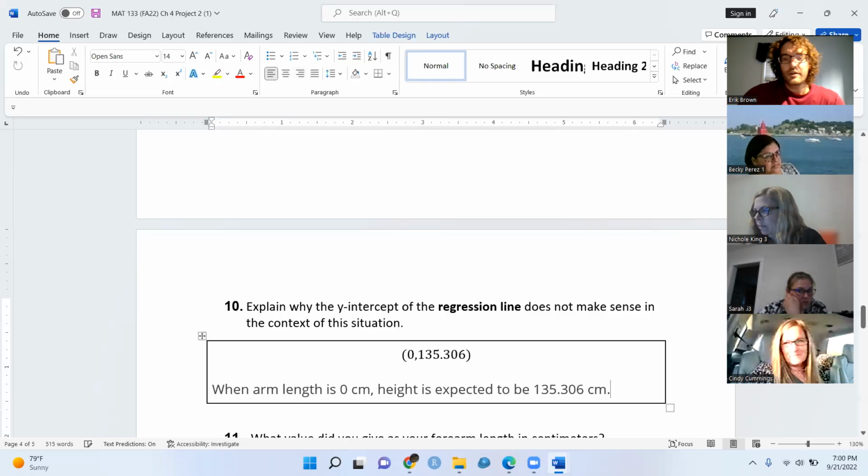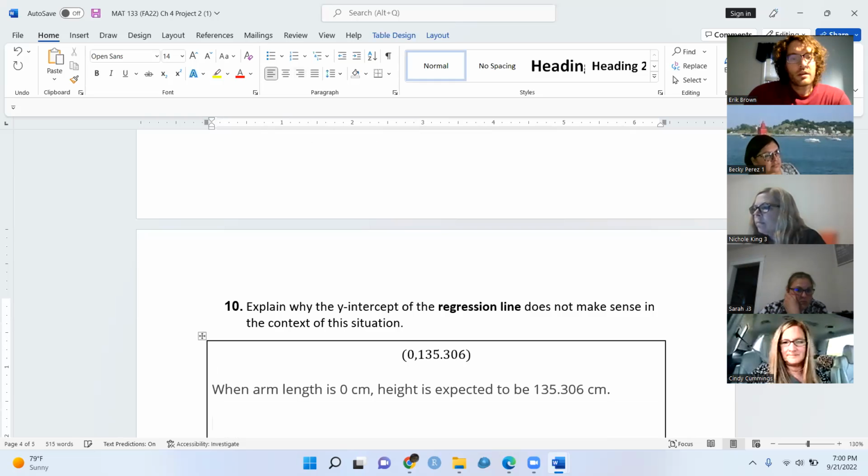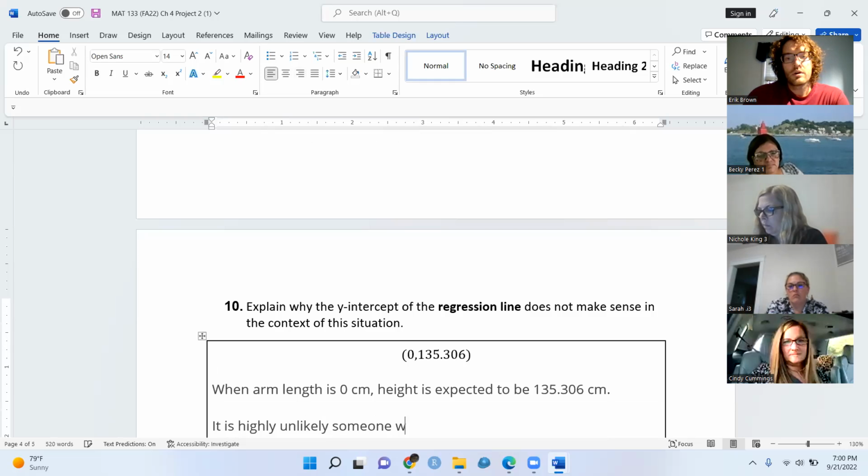So, okay, so the answer here is it is highly unlikely someone would have an arm length of 0.